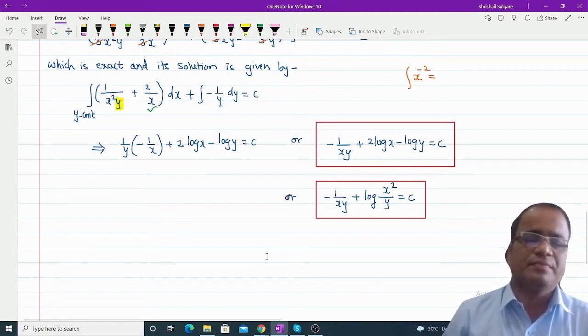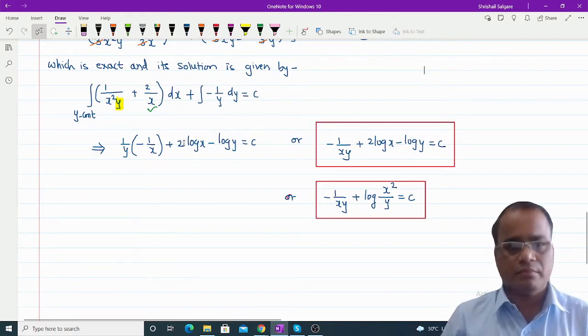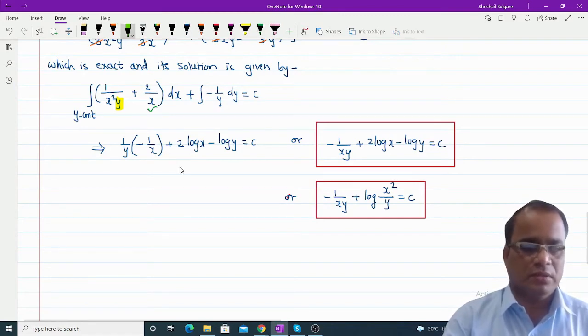Any doubt in this? If any doubts, I will take them, otherwise I will move to the next one. Okay, there is no response, which means no doubts. Third example.